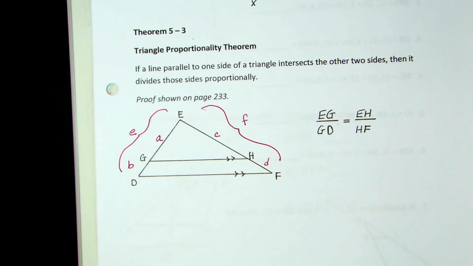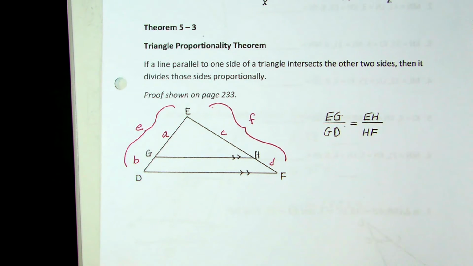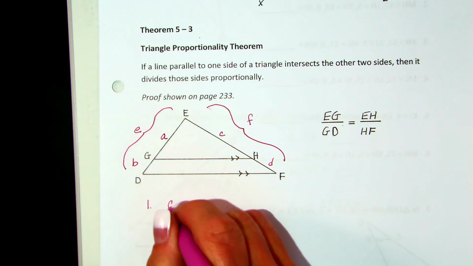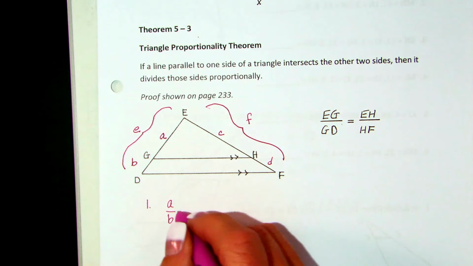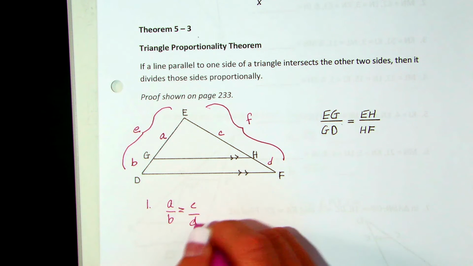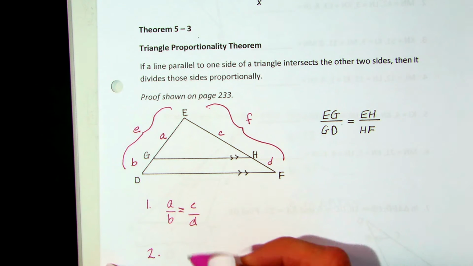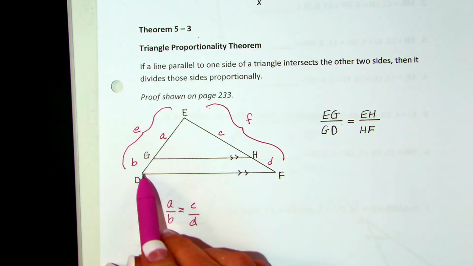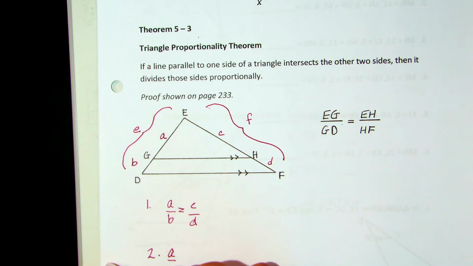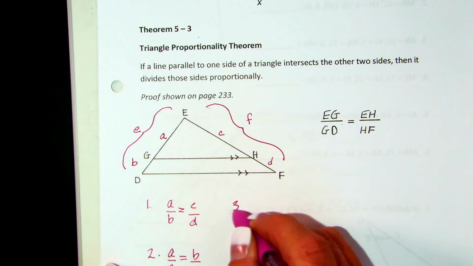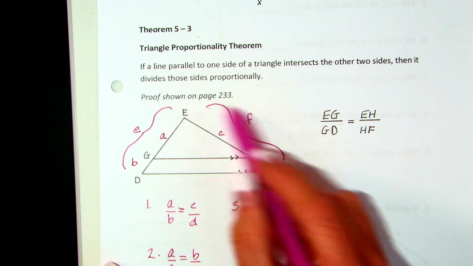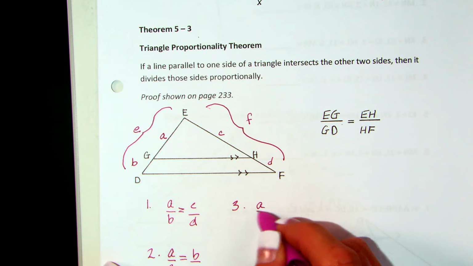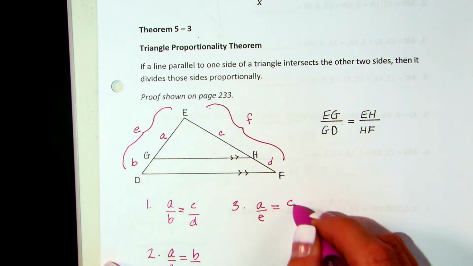All right, so we can actually set up 6 different ratios. I'm just going to put these on here. So A is to B as C is to D. The second way you could do is A is to C as B is to D. And the third way could be A is to E as C is to F.